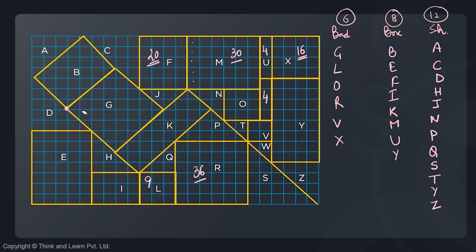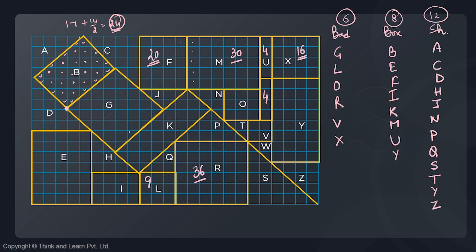The other way is, let's count the complete boxes first. I have some of the complete boxes: 1, 2, 3, 4, 5, 6, 7, 8, 9, 10, 11, 12, 13, 14, 15, 16, 17. There are 17 complete boxes. Then look at the half boxes: 1, 2, 3, 4, 5, 6, 7, 8, 9, 10, 11, 12, 13, 14. So 17 complete boxes and 14 half boxes. 14 half boxes will make 7 complete boxes. That way also I can say the area of this figure is 24. That's one way through which we can calculate this. I hope you have got an idea.